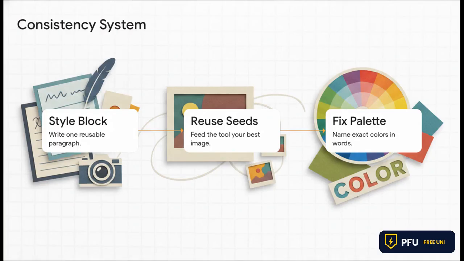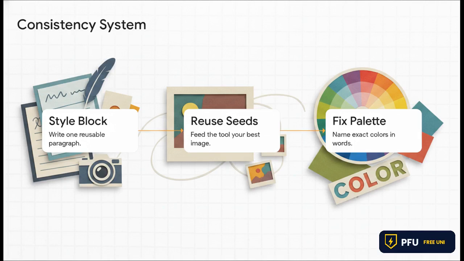Step 1 is to lock a style block. This means writing out one reusable paragraph that defines your unique visual DNA, your medium, lighting, and mood, and you will paste this exact block into every single prompt you write. Step 2, reuse references or seeds. Feed the tool your best image as a reference point so all the future generations inherit that exact same look.